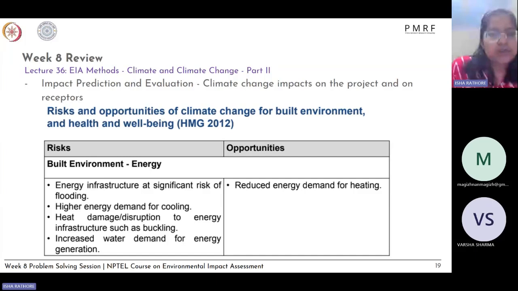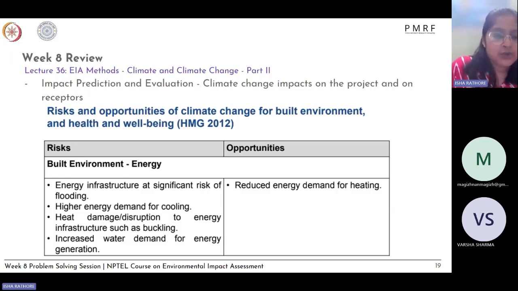So, for example, the risks and opportunities of climate change for built environment and health and well-being sectors. For built environment and energy, the risks are energy infrastructure at a significant risk of flooding. Because of climate change, the energy infrastructure development which has happened is at a higher risk of flooding.